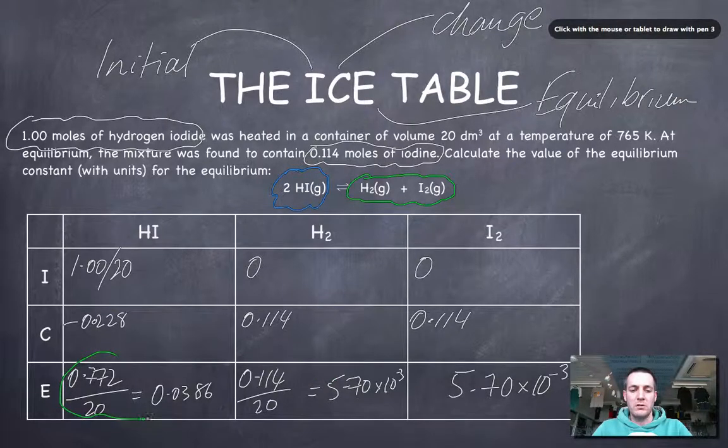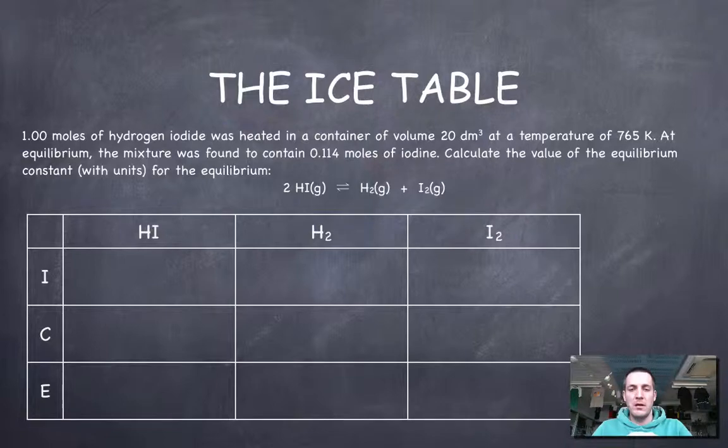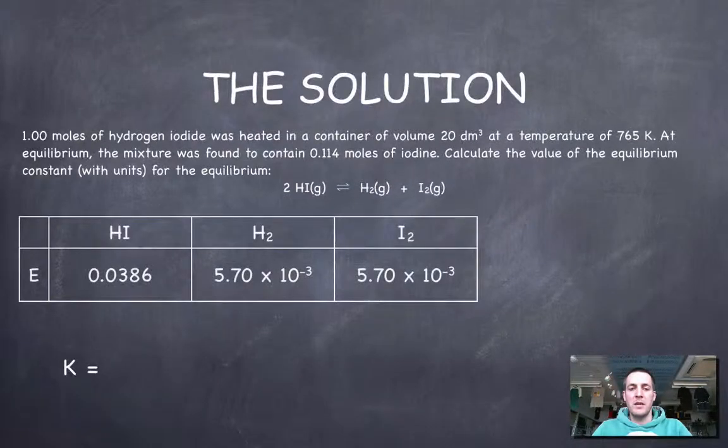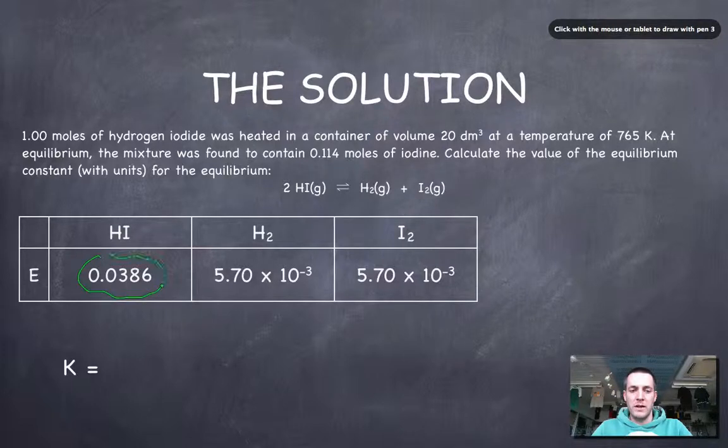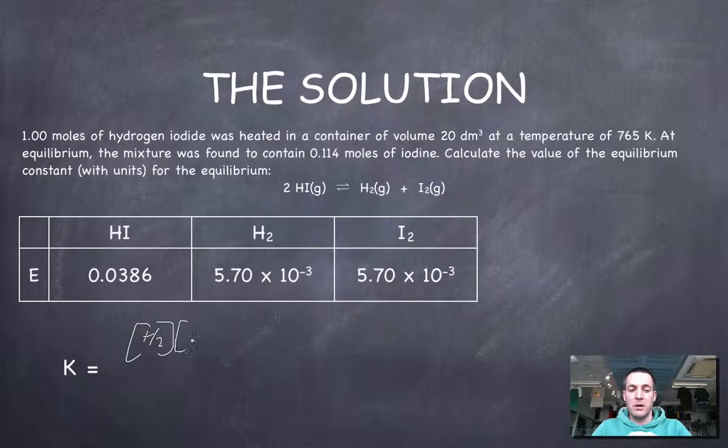Well, in fact, let me just scrub all of them out and move on to the next slide, because here what I've done is I've summarized those values which we've just found. Here are our equilibrium concentrations of those three substances. So let's just write our equilibrium constant expression again. That's H2 multiplied by I2 divided by HI squared.